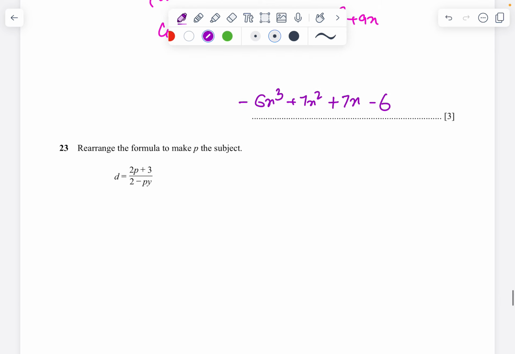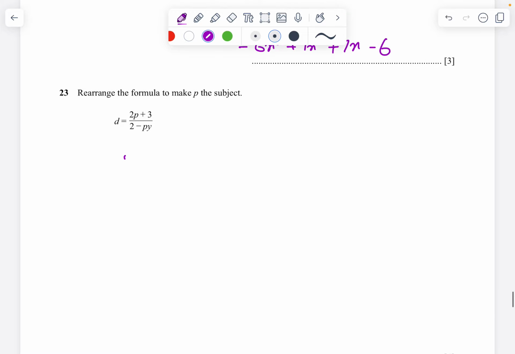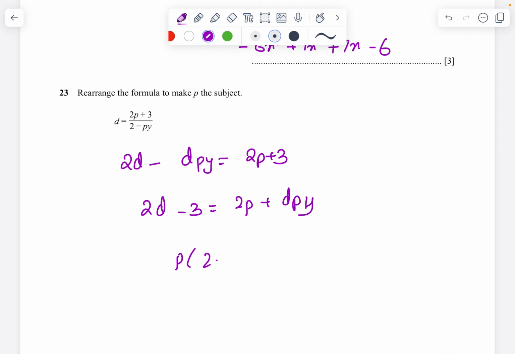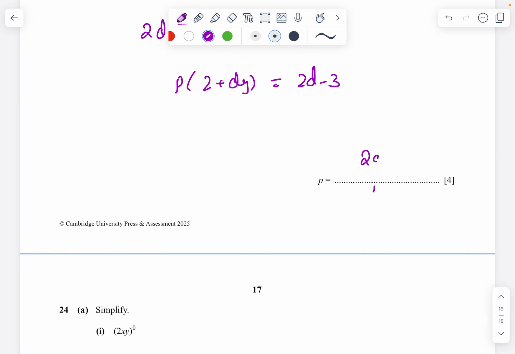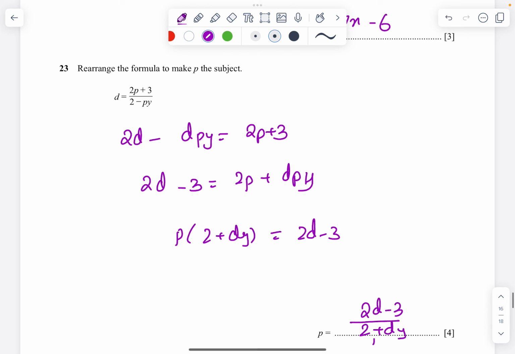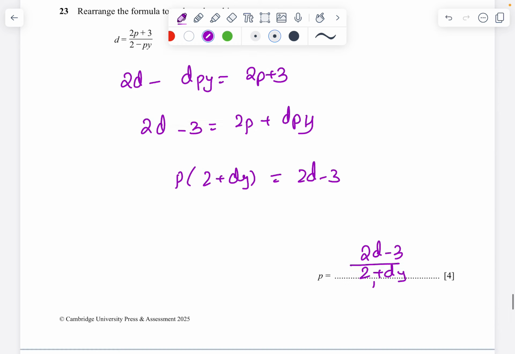Next question number 23. Rearrange to make p the subject. So 2d minus dpy equals 2p plus 3. So 2d minus 3 equals 2p plus dpy. So p common, 2 plus dy equals 2d minus 3. So what will be p? 2d minus 3 divided by 2 plus dy. So what I did, I just did the cross multiplication. Then I should be able to get that answer.